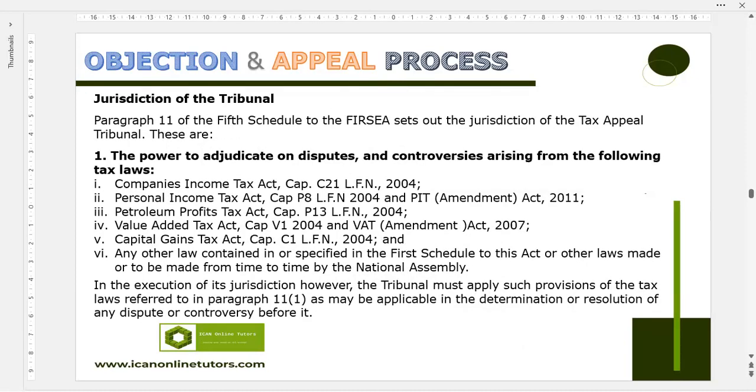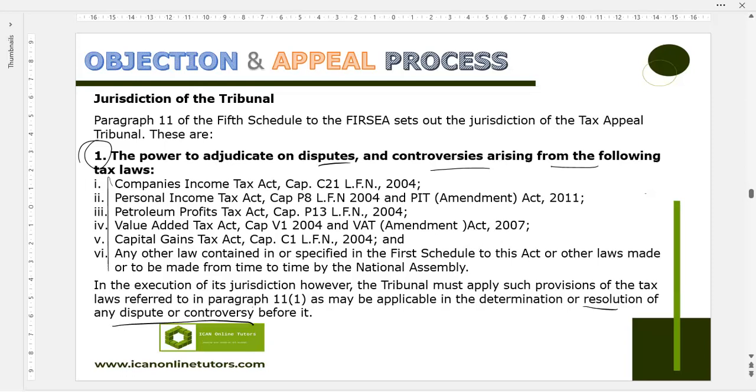Okay, so we have the jurisdiction of the tribunal. Paragraph 11 of the fifth schedule to the FIRSCA sets out the jurisdiction of the Tax Appeal Tribunal. These are, one, the power to adjudicate on disputes and controversies arising from the various tax laws. So in execution of this jurisdictional power, the tribunal must apply such provisions of the tax laws referred to in paragraph 11, subsection 1, as may be applicable in the resolution of any dispute or controversy before it.